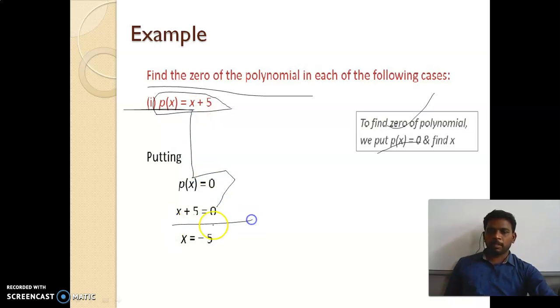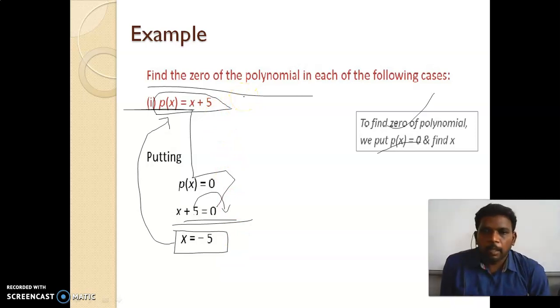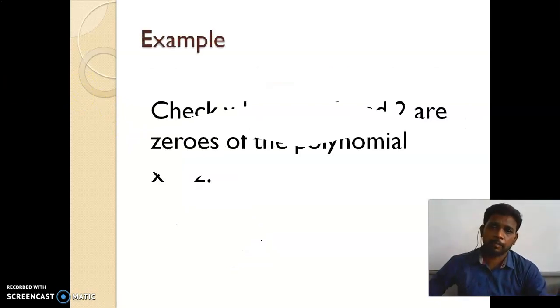And then next we have to solve this equation. That's it. How can we solve? Bring 5 to the right hand side, and it becomes minus 5. So now the value of x is minus 5. Therefore minus 5 is the zero of this polynomial. Instead of solving this, if you replace x with minus 5, we get 0 as the value. Here itself we can say which is the zero of the polynomial, but with the proper procedure, minus 5 is the zero of the polynomial. Okay, and look at the next example.